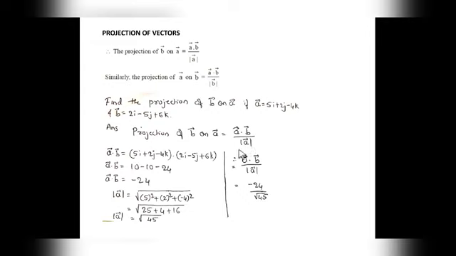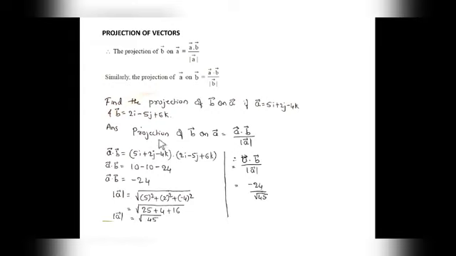Now I have to find out magnitude of vector A, so I have to take only magnitude of vector A, which is equal to square root of 5 square plus 2 square plus minus 4 square. 5 square is 25, 2 square is 4 and minus 4 square is 16. 16 plus 4 is 20, 20 plus 25 is 45. Under root 45 is magnitude of vector A.